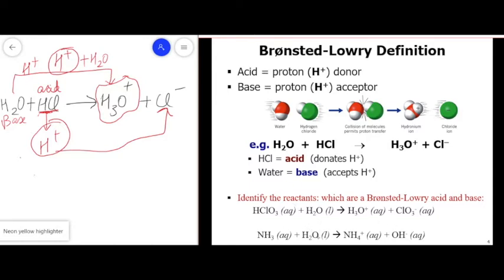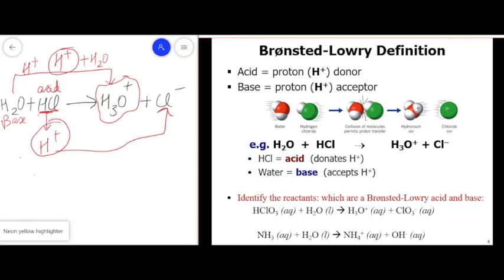So water here donated a proton, and that makes water an acid in this particular reaction. And you can see that ammonia here is acting as a base. According to the previous definition by Arrhenius, any base is a compound that essentially has OH in its formula. And you can see right here, NH3 has no OH. Instead, it actually has an H in its formula. But this is a base.